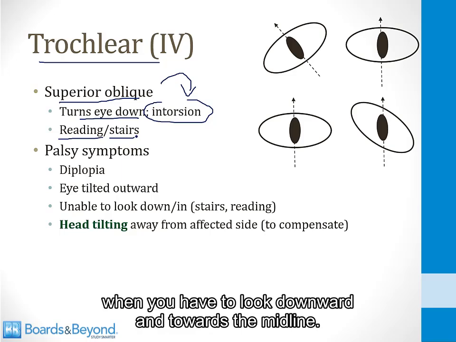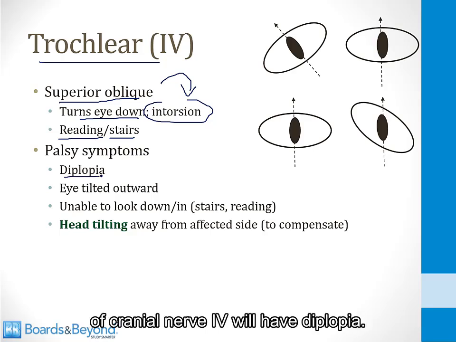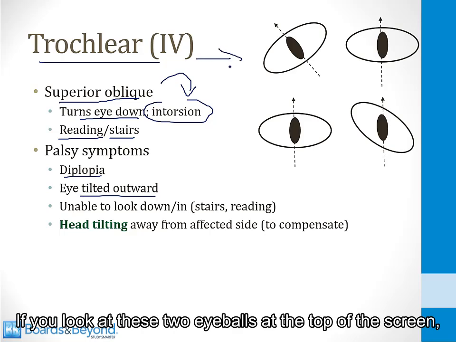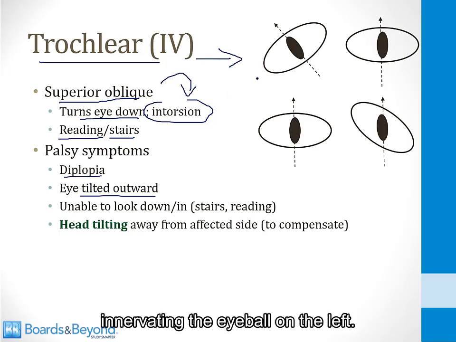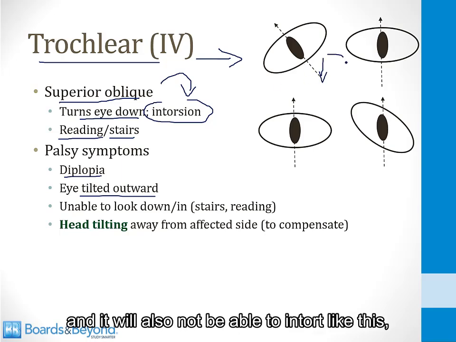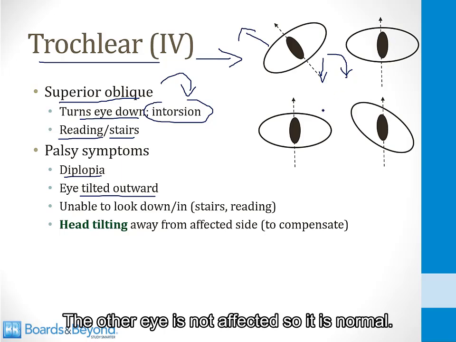This is very important for doing things like reading and walking downstairs when you have to look downward and towards the midline. What this means is that patients who develop palsy of cranial nerve 4 will have diplopia, and their eye will be tilted outward. If you look at these two eyeballs at the top of the screen, imagine we have a dysfunction in cranial nerve 4 innervating the eyeball on the left. It will therefore not be able to depress, and it will also not be able to intort like this, and therefore it will be pointing up and outward. The other eye is not affected, so it is normal.